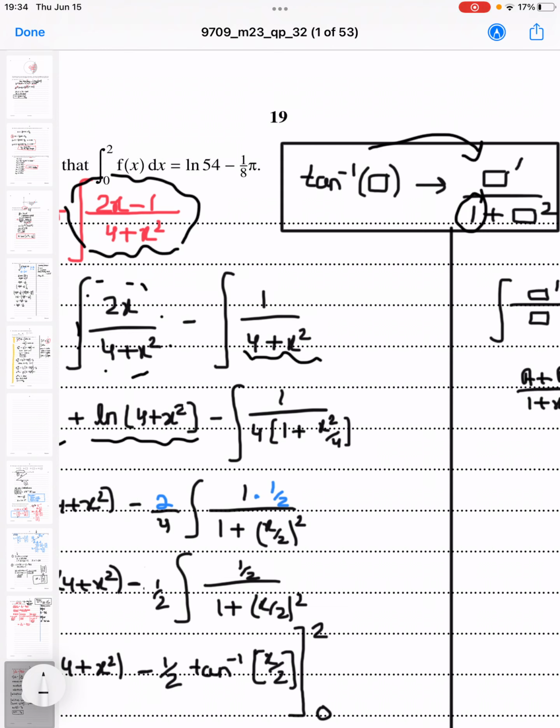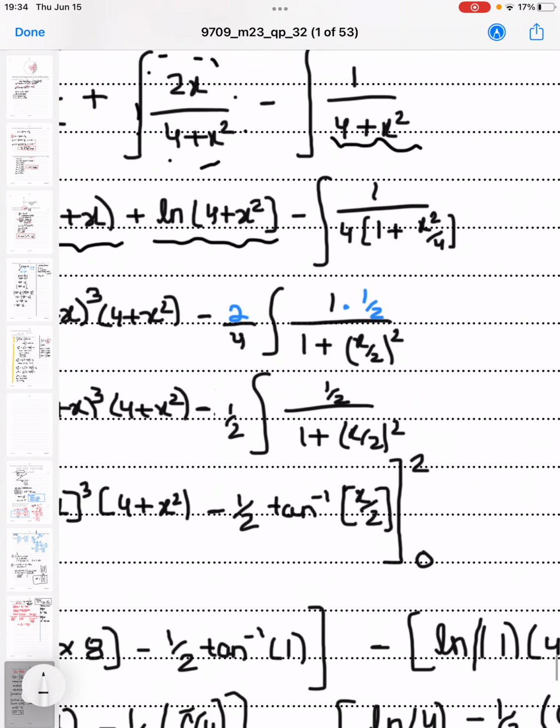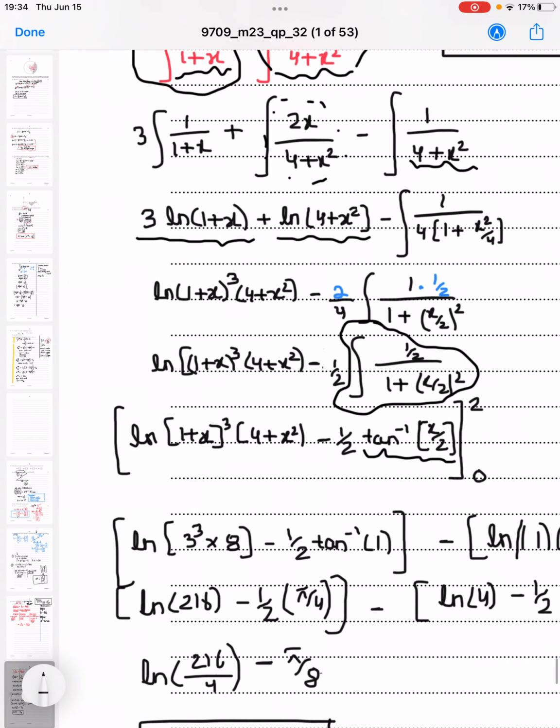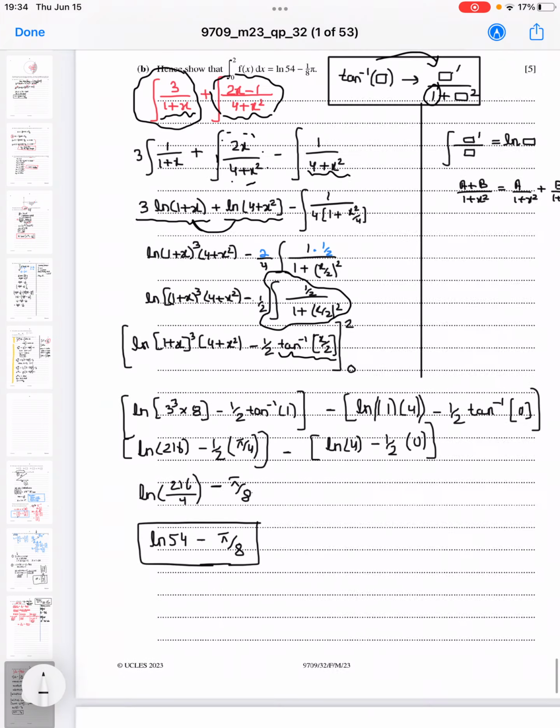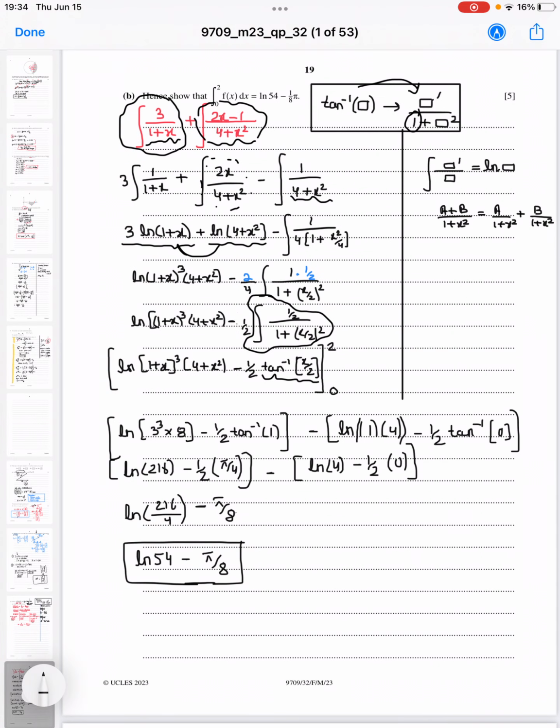So the box over here is x over 2. The differentiation of the box must be half, so half is over here, 2 is over here. So this becomes half over 1 plus (x over 2) whole squared. So now this could be written as tan inverse of x over 2, and the rest we have already done. We have applied addition of logs, log a plus log b equals log ab, and plugged in the values to give us ln 54 minus pi by 8. That was a good question considering the difficulty level.